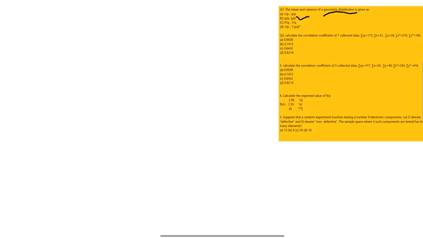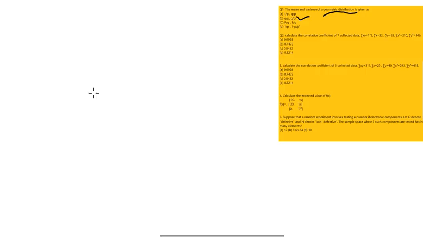Alright, so now let's do question 2. Question 2 says we should calculate the correlation coefficient of 7 collected data. Alright, so I don't think this will come out in our test, because the lecturer did not touch it, but still, let us just look at it.